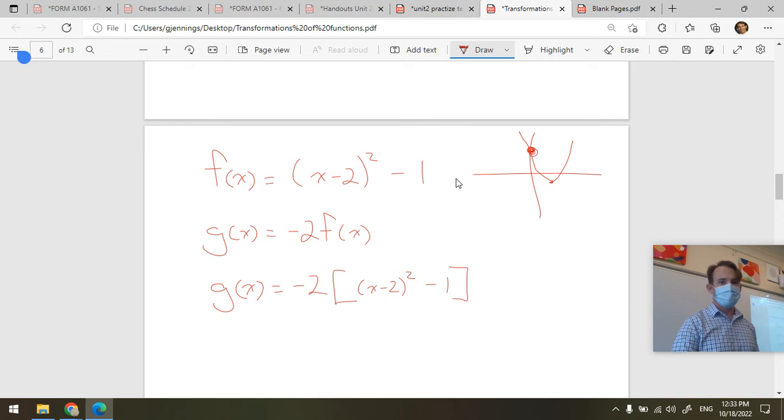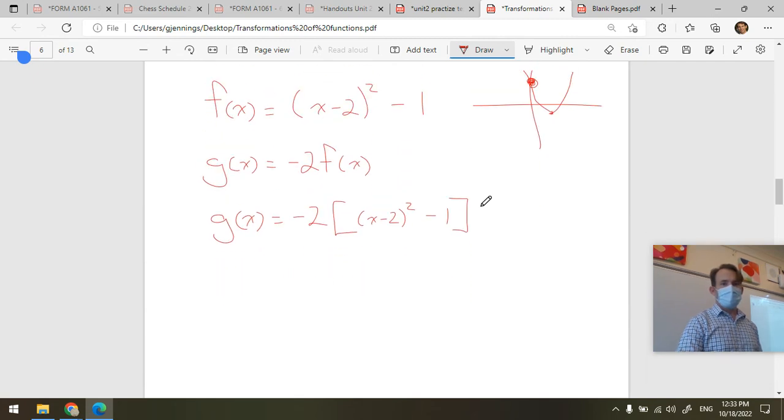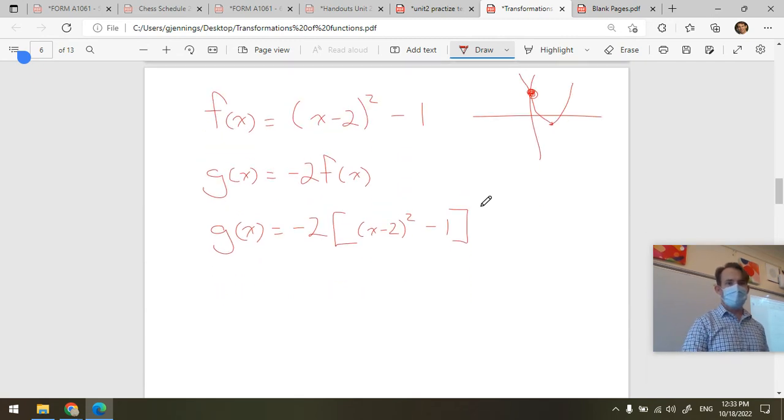Right, but it could have been like x squared. Here's g of x is equal to minus 2 f of x. But it's also f of negative 2x. It's also h of x. There's also h of x. I'm not looking at h of x right now. I'm just looking at g of x. If you want, I can look at h of x next, algebraically. So now what I can do is expand this into standard form and see what we find.